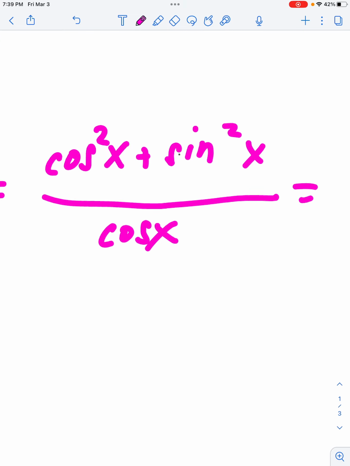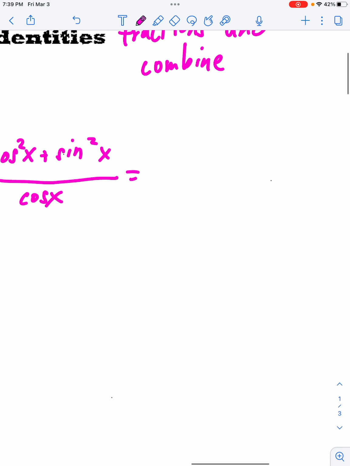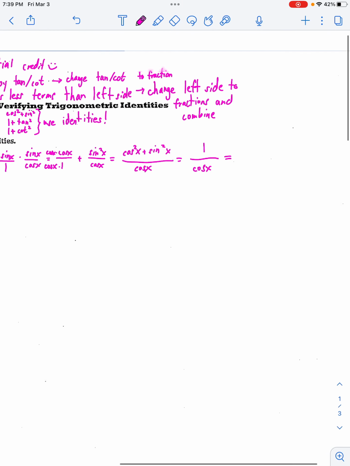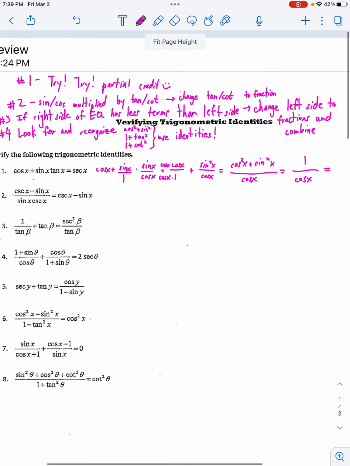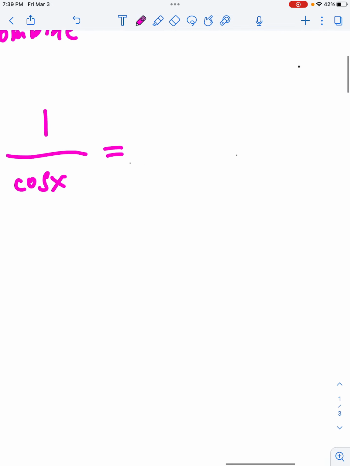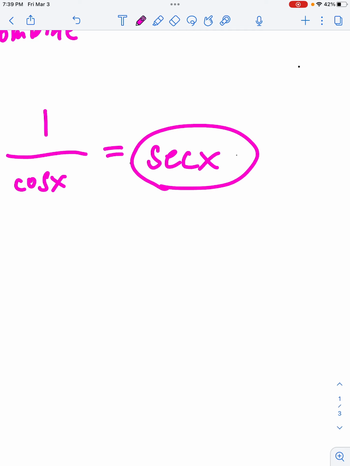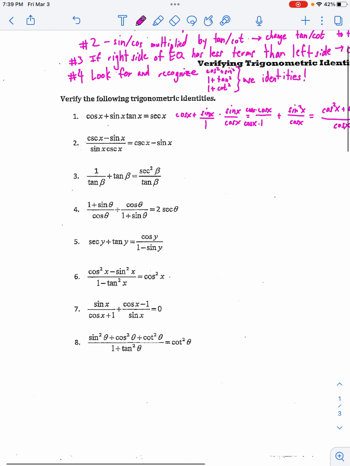So recognize that cosine squared plus sine squared equals 1. Change that to a 1 on top: 1 over cosine x. Use your reciprocal identities, okay? Changing stuff to fractions is often a good idea. That becomes secant x. There we go. So that's our answer, okay?